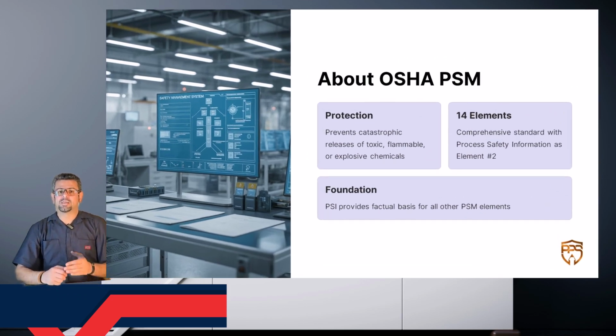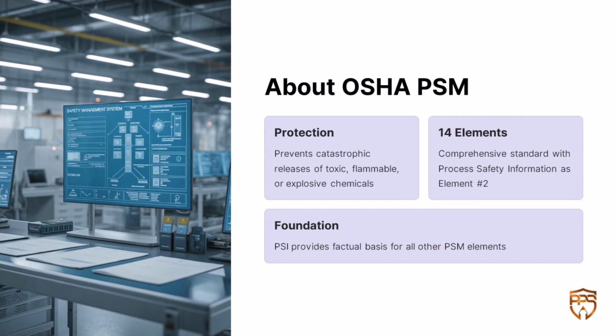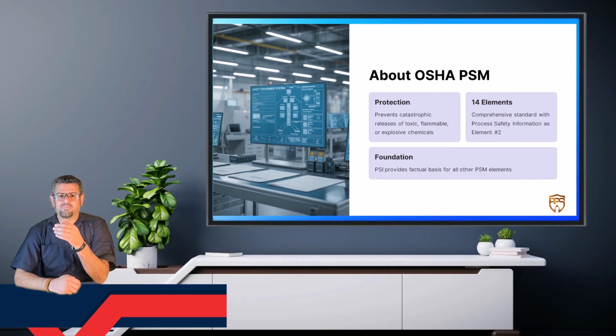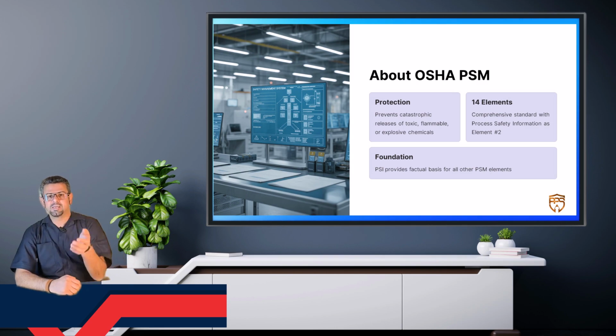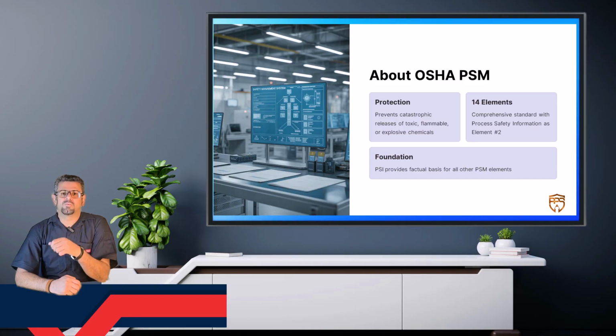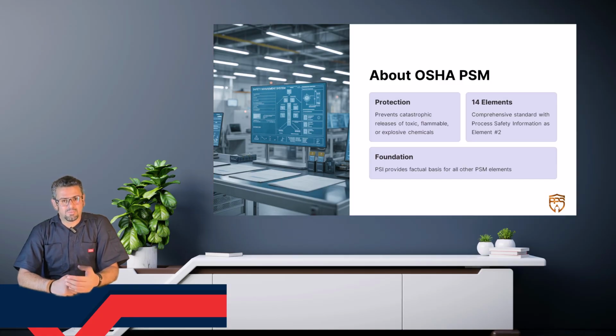The standard contains 14 elements, and process safety information is the second element and arguably one of the most important because it provides the factual basis for all the other elements. Complete and accurate PSI helps engineers design safe systems, guides operators during operations, and ensures that hazard analysis and emergency plans are based on real data. In this video, we'll break down what PSI is, why it matters, and how you can compile it effectively.